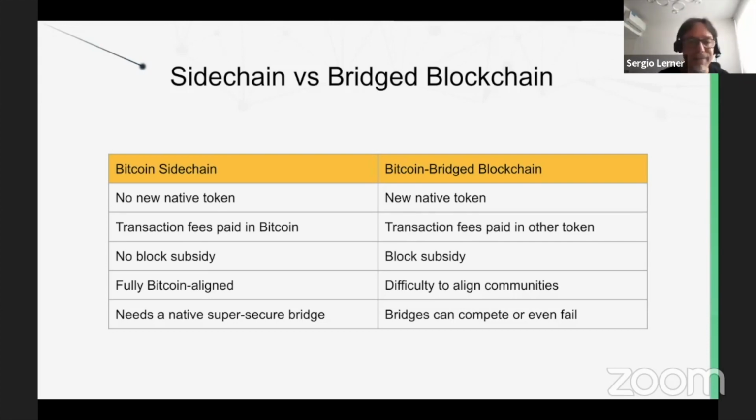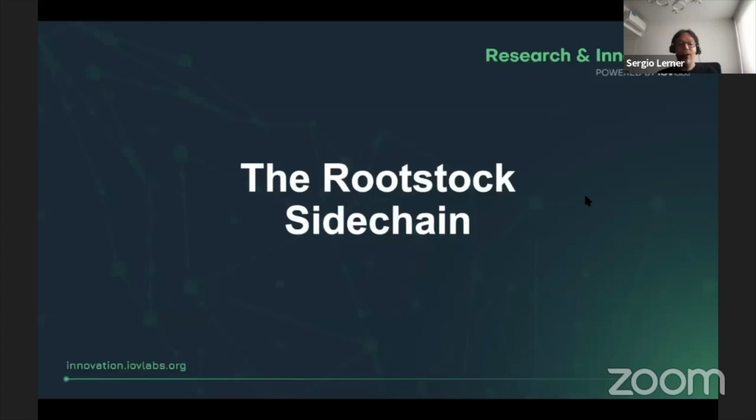And of course, it needs a native super secure bridge, right? Because since your whole blockchain depends on this connection with Bitcoin, the bridge must be secure. And in the case of a Bitcoin bridge blockchain, you can have several lower security bridges. Maybe some of them fail, and they can compete. But this is not the case of a sidechain. The sidechain, by definition, needs a very secure bridge. So now that you understand the importance of sidechains and the difference of sidechains, let's dig into what Rootstock is.